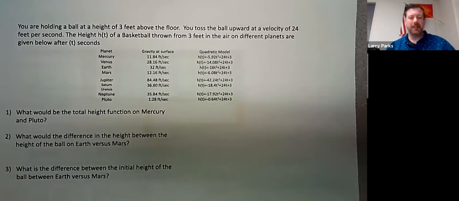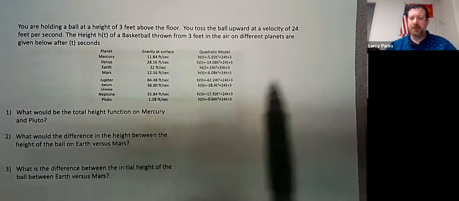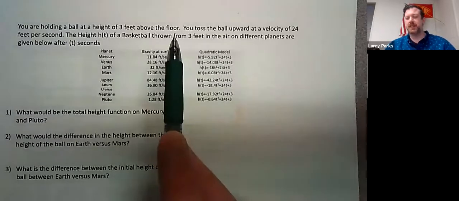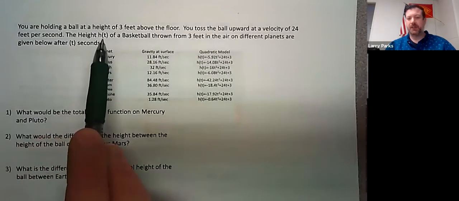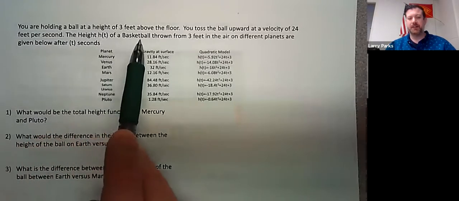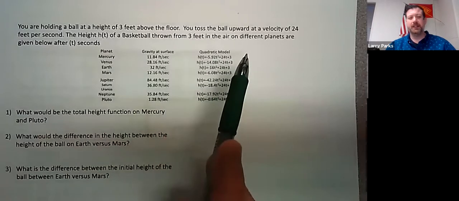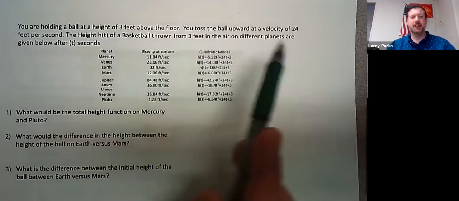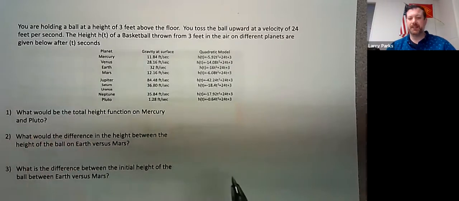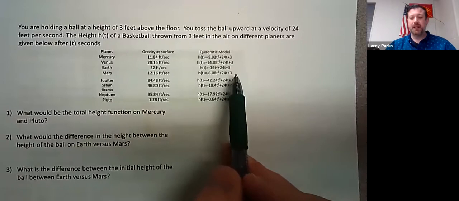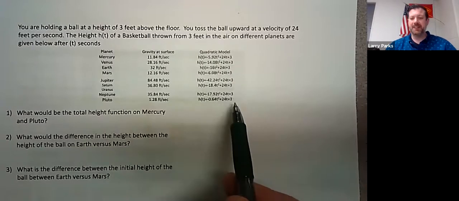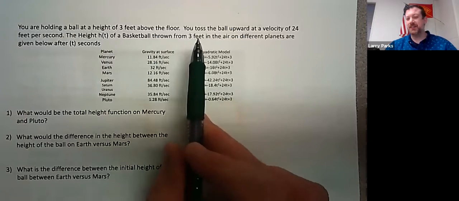Okay, so this problem, you're holding a ball at a height of 3 feet above the floor, and then I'm not going to worry about too much with like the velocity and stuff, but you toss the ball upward at a velocity of 24 feet per second. The height, we'll call it h of t, of the ball thrown from 3 feet in the air on different planets in the universe are given below after t seconds. I want you to notice that they all have +3.